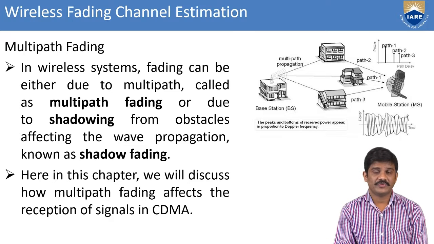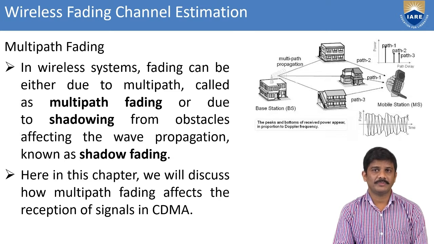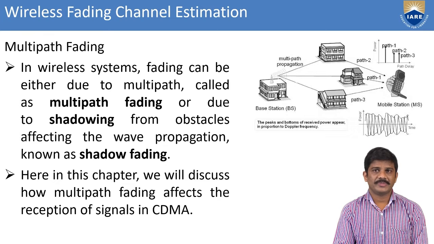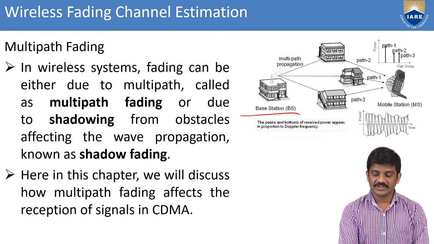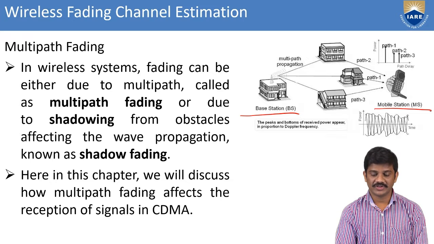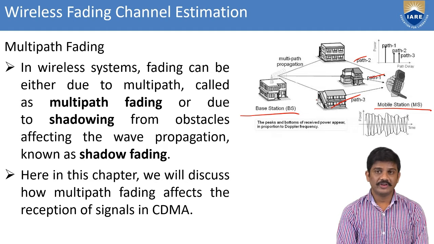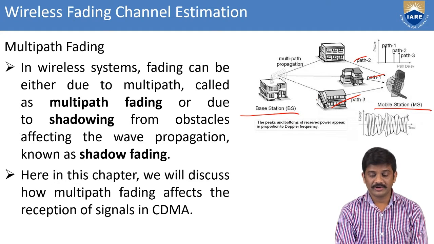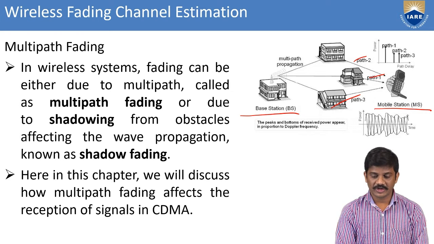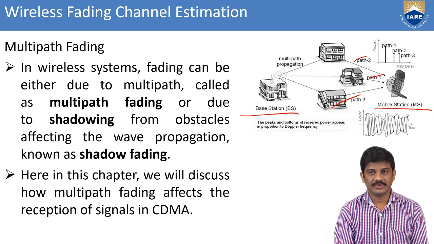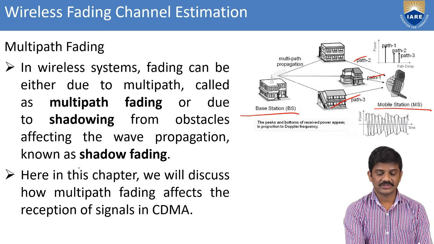In wireless systems, fading can be due to multipath propagation, which is called multipath fading. Here you can see this is a base station and this is a mobile station. Here we have multipath propagation: path 1, path 2 and path 3. Comparing path 1 and path 2, the path 2 distance will be higher, which means it will take more time delay. Path 1 and path 3 are also the same. That is also shadowing wave propagation, known as shadowing fading.